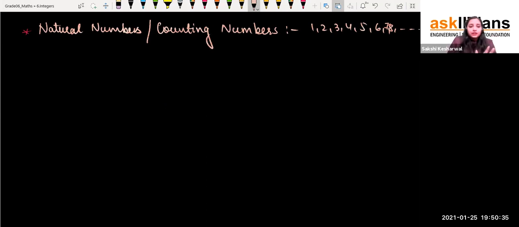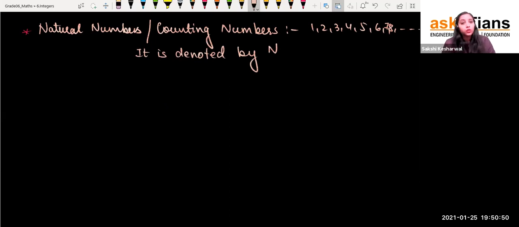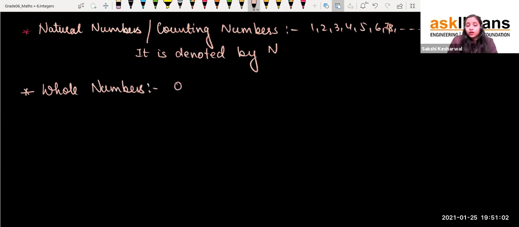Now, this is a very important thing: natural numbers are denoted by capital N. Sometimes you will see in your Olympiads that they don't write natural numbers, they just write N. So N means natural numbers. Similarly, if you add 0 to it, we learned the importance of 0 in the second chapter on whole numbers. So the whole numbers are the numbers starting from 0, then 1, 2, 3, 4, 5, 6, 7, 8, 9, 10, and it keeps going, right?